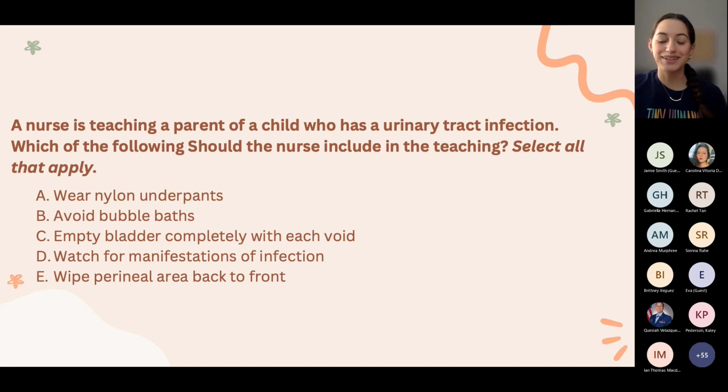All right, you guys got this one really quick. Good job. So it's B, C, and D. For A, we want them to wear cotton, and then for E, you want to wipe front to back.